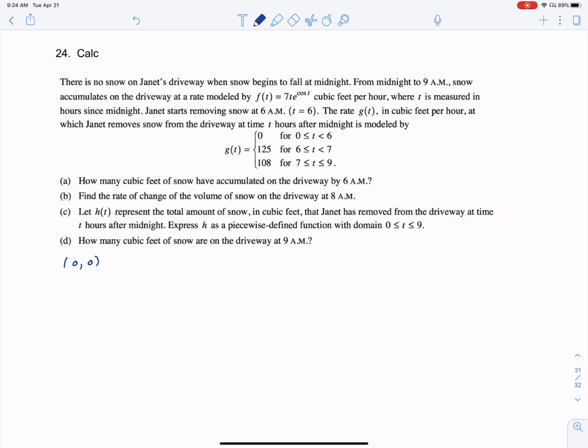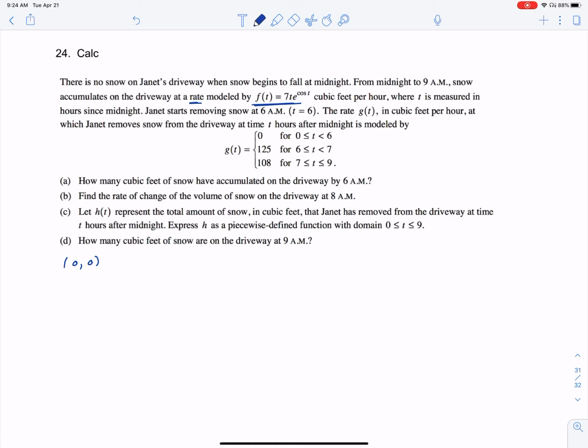(0, 0), right? So at time 0, which is midnight, there's no snow. Okay. From midnight to 9 a.m., snow accumulates on the driveway at a rate, right? At a rate. So this right here is a derivative at this rate, okay? Which is measured in cubic feet per hour, where t is measured in hours. Janet starts removing snow at 6 a.m. So t equals 6. The rate g of t in cubic feet per hour at which Janet removes snow from the driveway is given by this piecewise function.